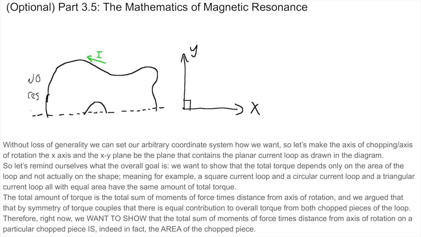The total amount of torque is the total sum of moments of force times distance from axis of rotation, and we argued that by symmetry of torque couples there is equal contribution to overall torque from both chopped pieces of the loop. Therefore, right now, we want to show that the total sum of moments of force times distance from axis of rotation on a particular chopped piece is, in fact, the area of the chopped piece.